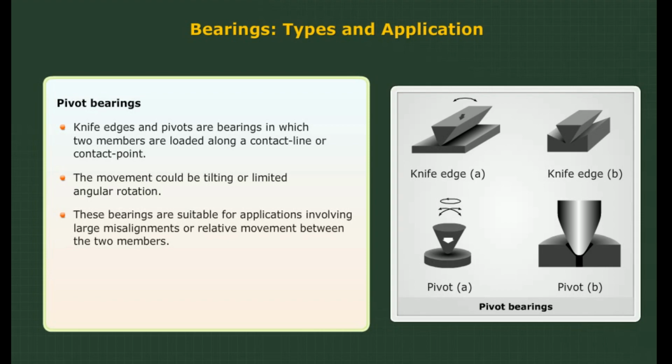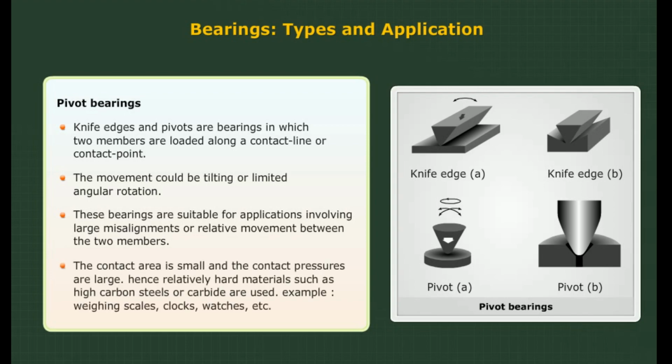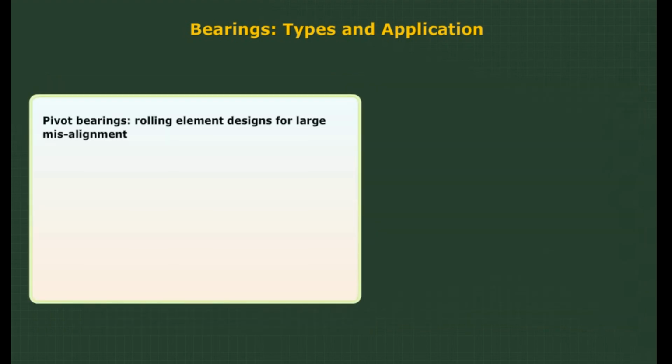These bearings are suitable for applications involving large misalignments or relative movement between the two members. Usually, the contact area is small and the contact pressures are large. Hence, relatively hard materials such as high-carbon steels or carbides are used. Example: weighing scales, clocks, watches, etc.